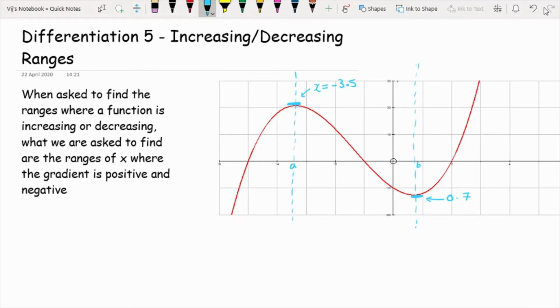So we could write this as a fraction, minus 7 over 2, or we could write this as x equals 7 over 10. And again, if you're not sure how we find the stationary points, then watch the previous video on just that.